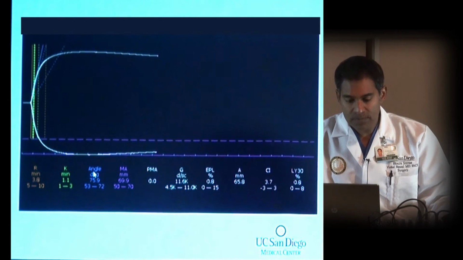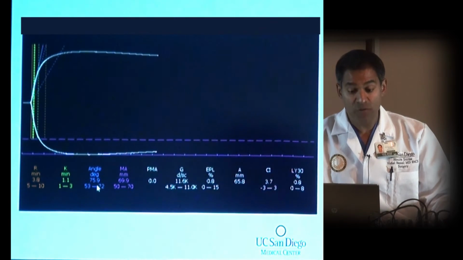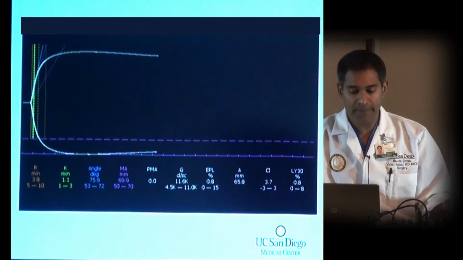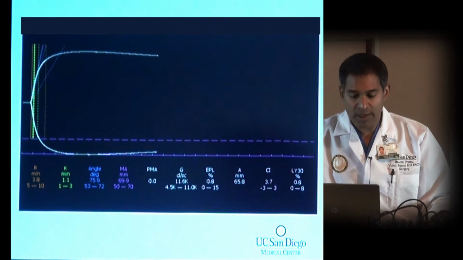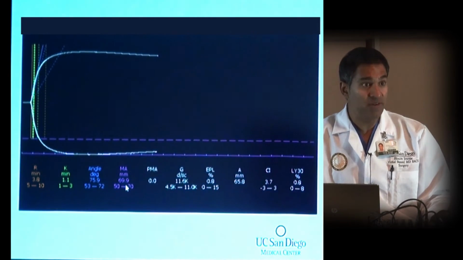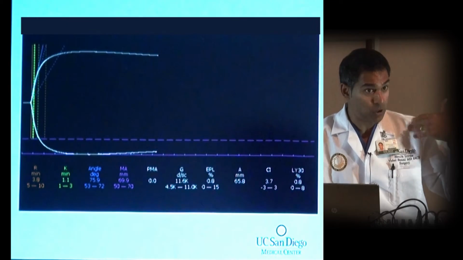The angle, don't worry about the K, the angle is between 53 and 72. That's normal. We're actually above normal, 75.9. Remember, for us, that's a good thing. All right, we want patients to clot. The MA, the normal is between 50 and 70. We're right smack dab at 70. That's good. In fact, we're even bigger than normal. That's good for our folks.